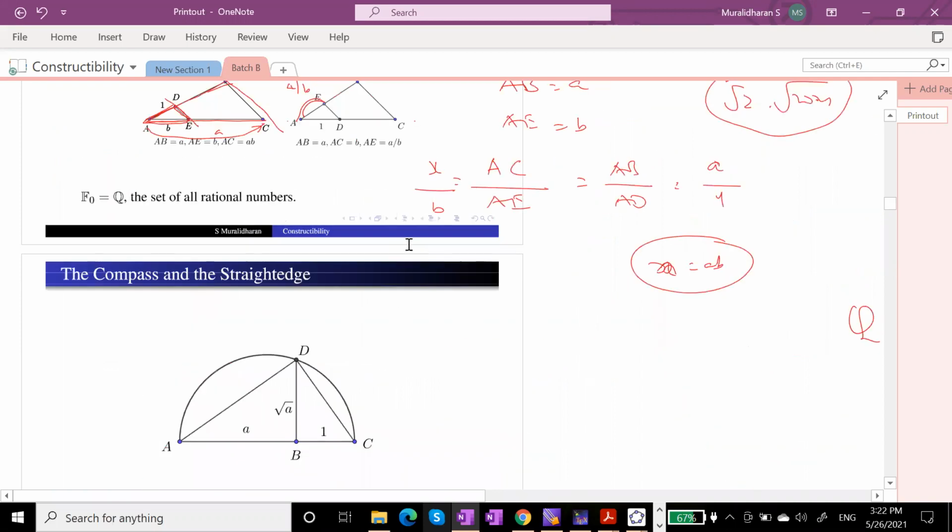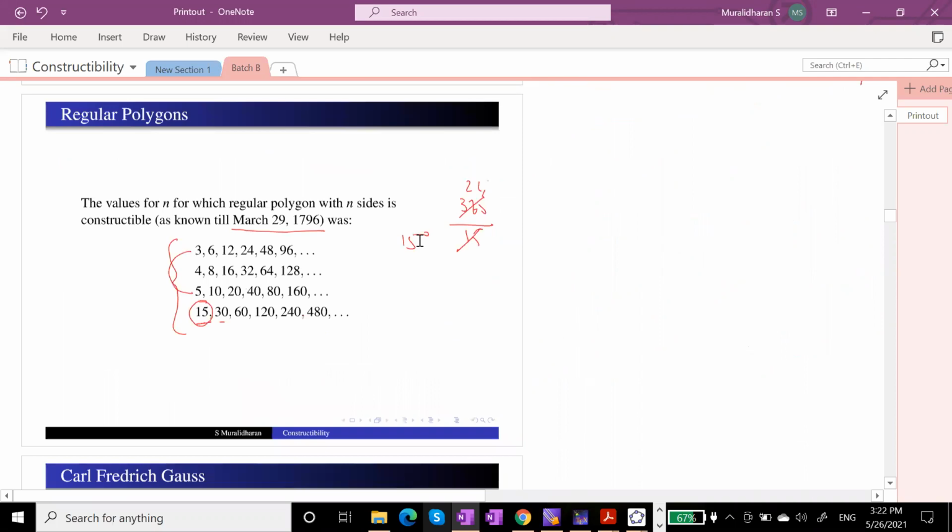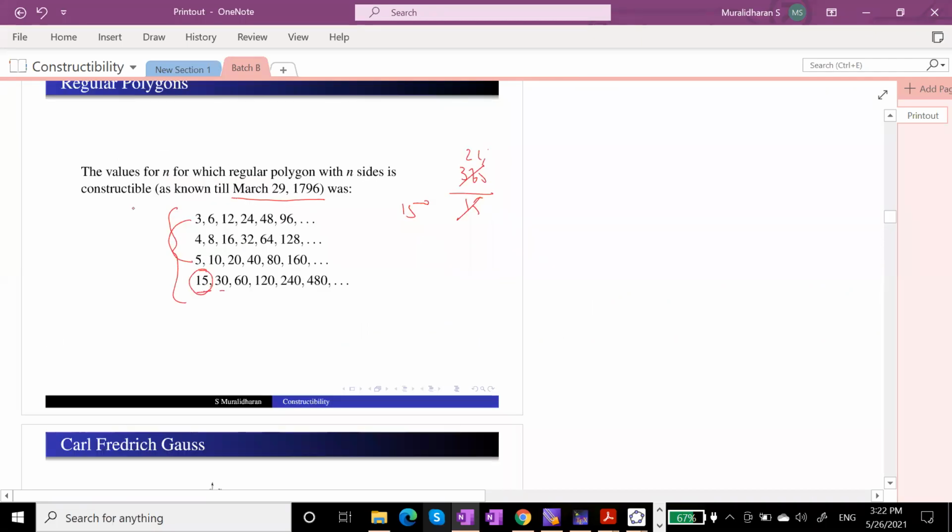So let's not dwell too much on that. These are the only polygons that could be constructed, mainly.